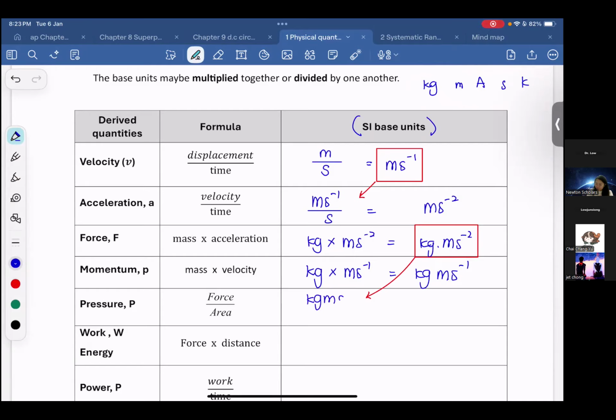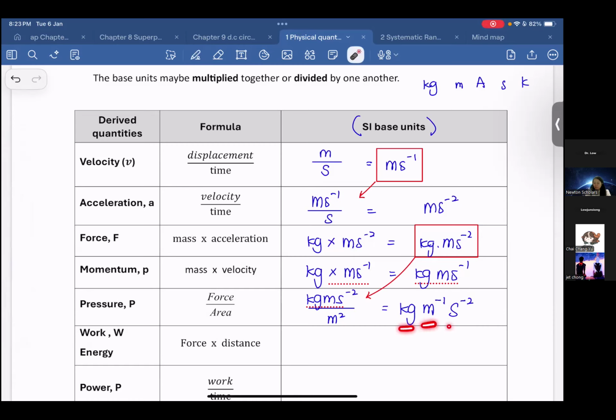kg m s^-2 divided by area, meter square. Length times length, so it's meter square. So here it will become kg m^-1 s^-2. Can you see that? kg, m, and s come from these 5 base units.